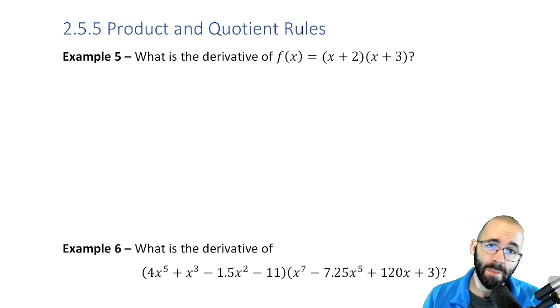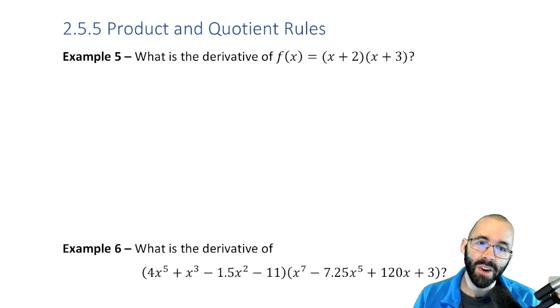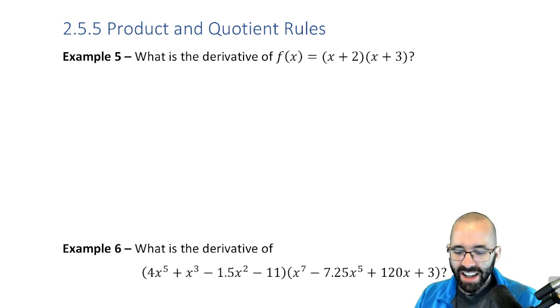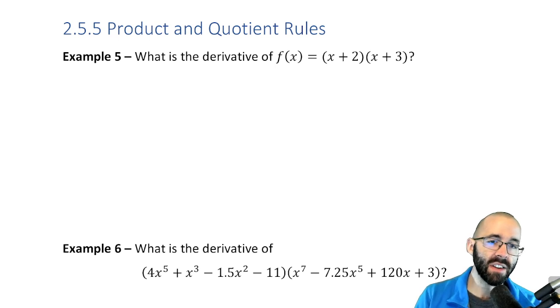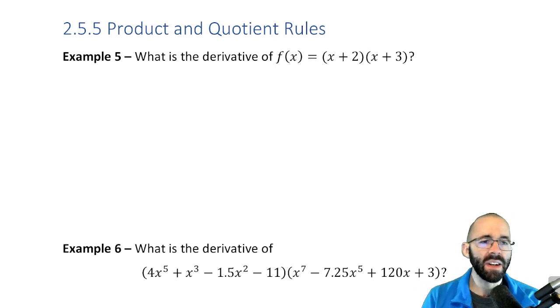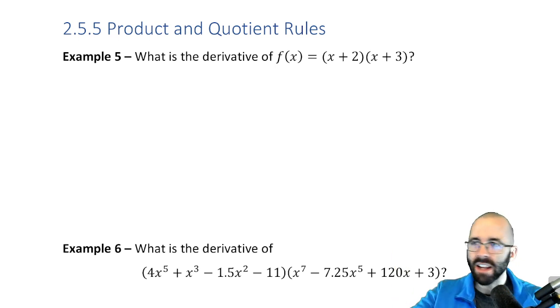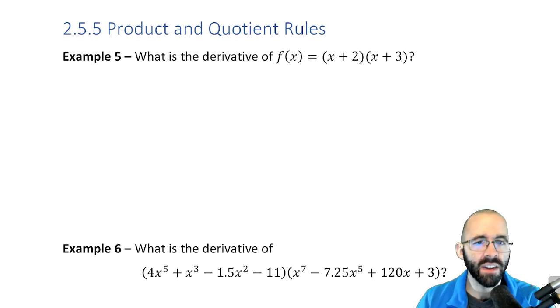This video has good news and bad news. We'll start with the bad news, I think. Example 5, what's the derivative of this function? Now we have sum and difference rules. We need to take the derivative of two things added to each other. We just take the derivatives individually and add them together.